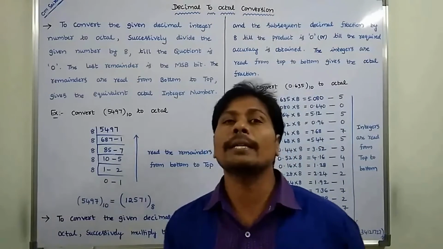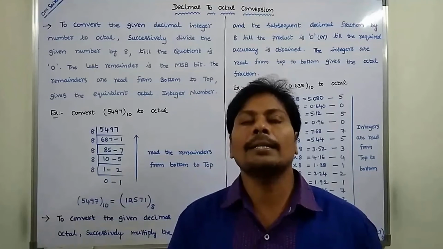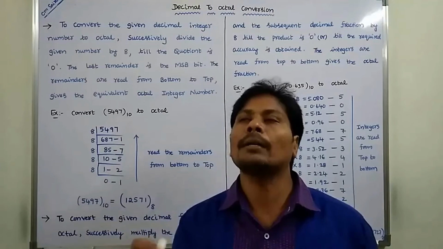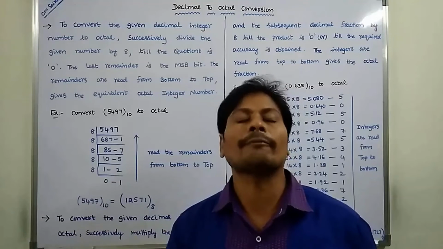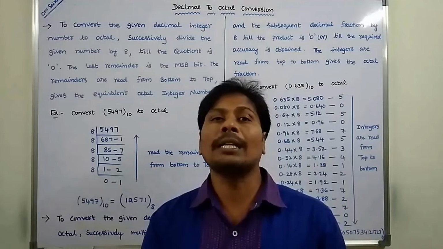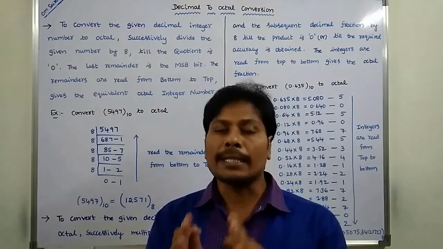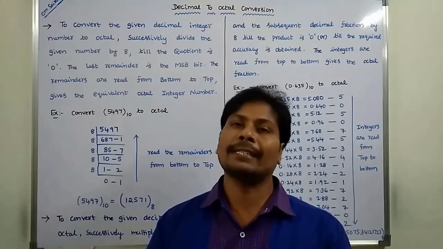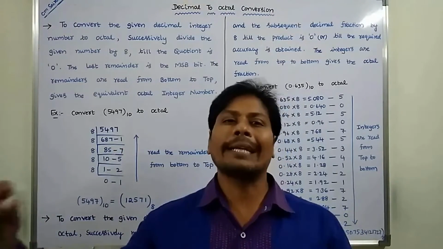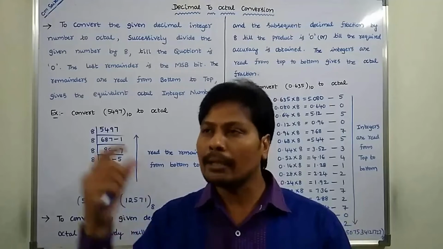Next, the second method is the successive multiplication by 8 method. This method is used for converting the given decimal fraction number into the equivalent octal fraction number. In this successive multiplication by 8 method, the given decimal number is multiplied by 8. Then, from whatever number we get, we have to separate the integer part.